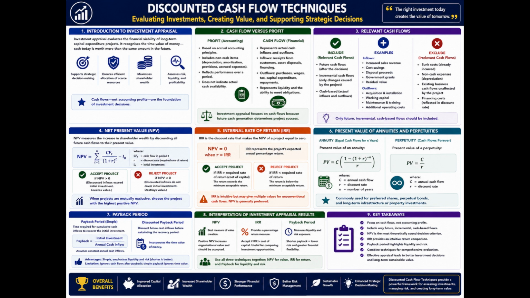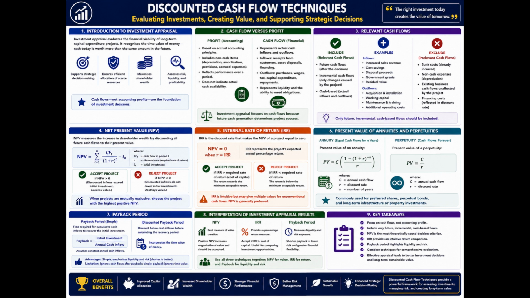Interpretation of investment appraisal results. Investment appraisal techniques provide complementary perspectives on project viability. NPV directly measures shareholder wealth creation and is generally regarded as the preferred decision criterion. Projects with positive NPVs increase organizational value and should normally be accepted. IRR provides a percentage return measure that is easily understood by management. Projects with IRRs exceeding the organization's cost of capital are financially acceptable, although IRR may occasionally conflict with NPV when comparing mutually exclusive projects.